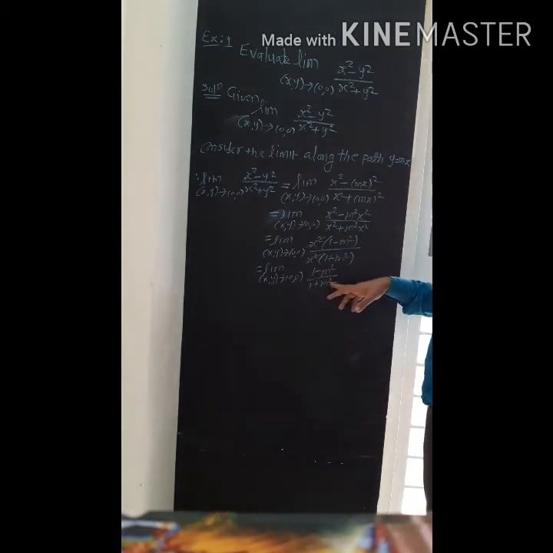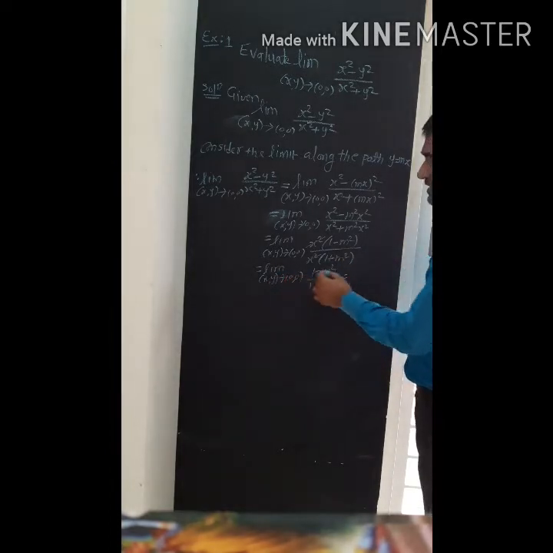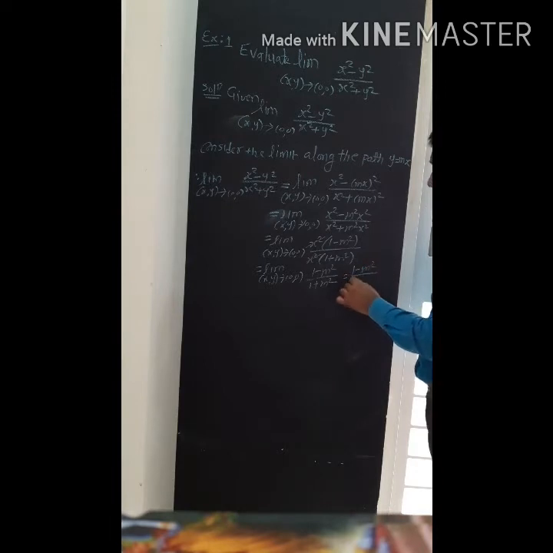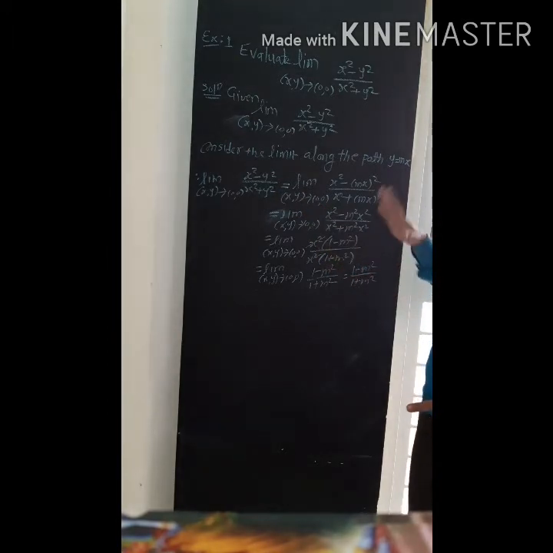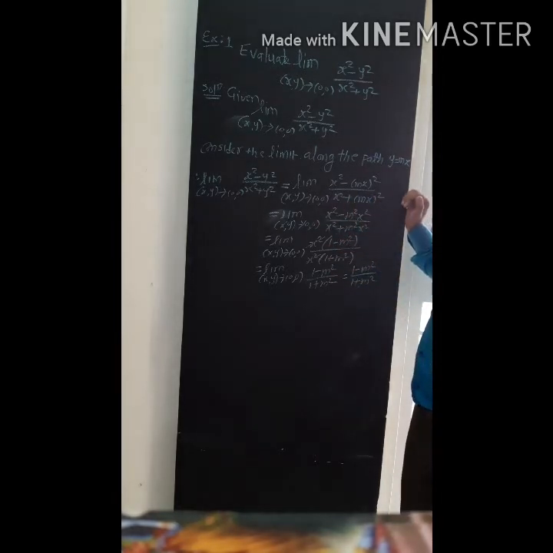Now since m is a parameter, for different values of m we get the limit of this function as nothing but 1 minus m square upon 1 plus m square, because there is no x and y left here. Now the limit of this function is in terms of m, and m is a parameter. For different values of m we get different values of limits. So for two different paths we get two different limits. If we change the value of m, we get a different value of limit. So the limit of the given function does not exist.